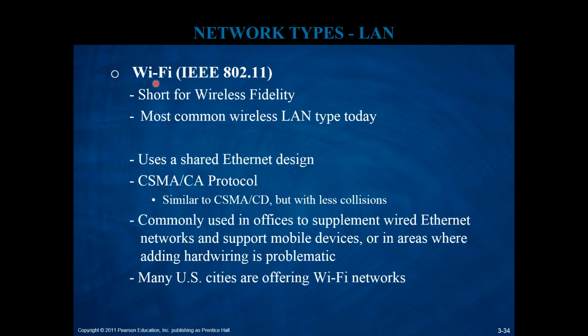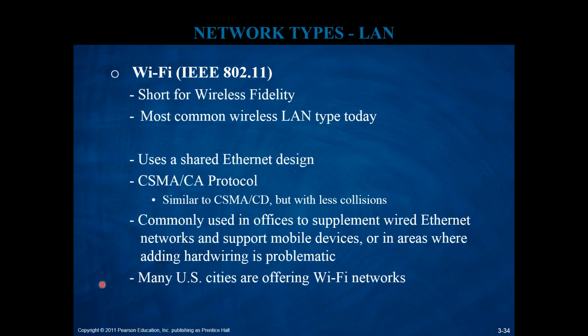Then you have the so-called Wi-Fi LAN, or wireless LAN. Wi-Fi stands for wireless fidelity. It's a very common wireless LAN standard today. It uses a shared Ethernet design, which means that a Wi-Fi network is viewed as a complement or an extension of the wired LAN, or wired Ethernet network. It uses a collision avoidance protocol. It's similar to the collision detection protocol used by some of the LANs, but it has fewer collisions because it can actively avoid them.